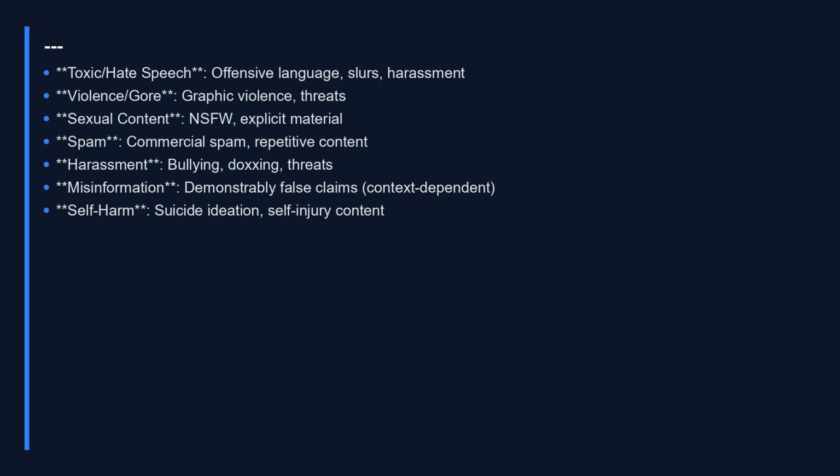Misinformation covers demonstrably false claims, though this one is context dependent and worth flagging for human review rather than auto removal. And self-harm covers suicide ideation and self-injury content, which requires careful handling given platform safety obligations. Each category has different threshold requirements, and you'll see how that plays out in the classification head design.